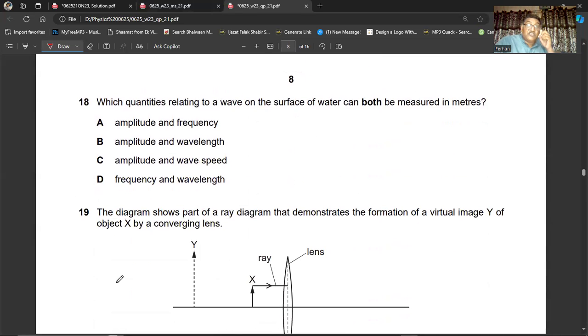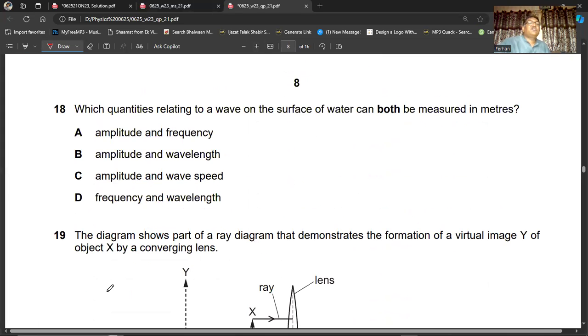Now we are going to the next question, which is question number 18. It says, which quantities relating to a wave on the surface of water can both be measured in meters? Amplitude, obviously, can be measured in meters, and the wavelength can be measured in meters. Frequency is measured in hertz, and the wave speed is meter per second. So the two quantities which can both be measured in meters are amplitude and the wavelength. Question number 18, B is the right choice.